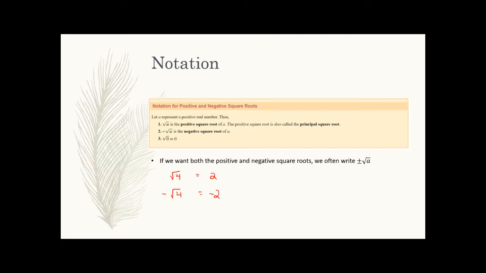Now, there are times when we want both the positive and negative square roots, and that is what you see in the quadratic formula. That's written plus or minus. So that means we want both the positive and the negative. So that would be 2 and -2. You get two answers when you see that plus or minus in front, the positive version and the negative version.